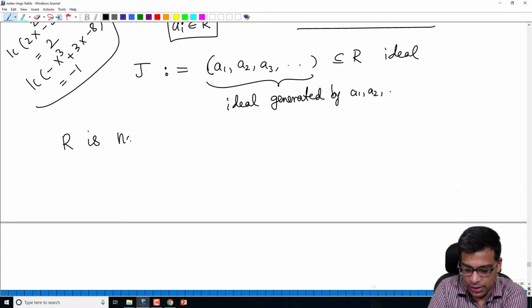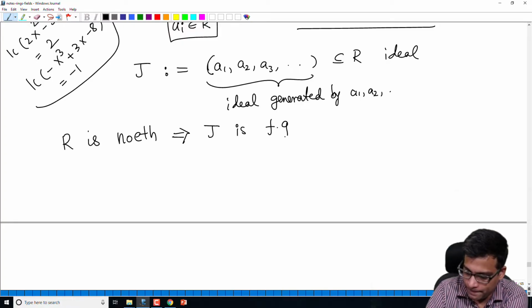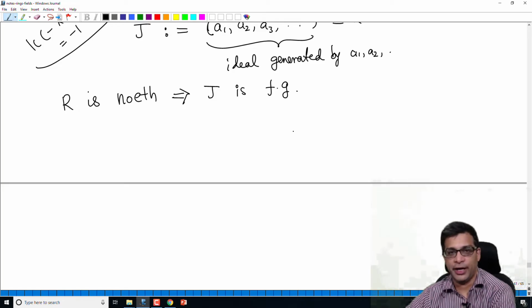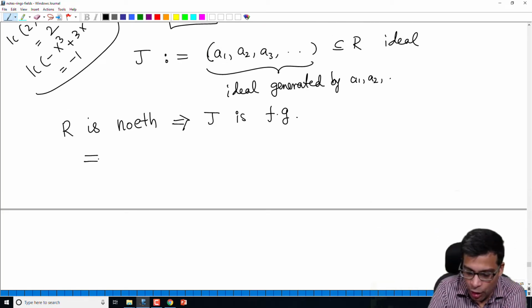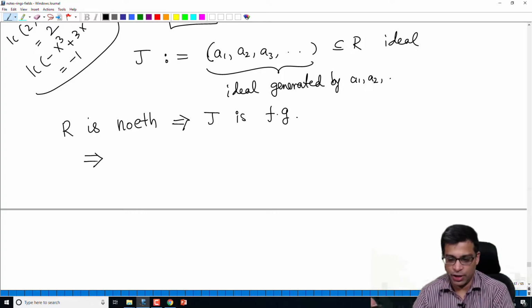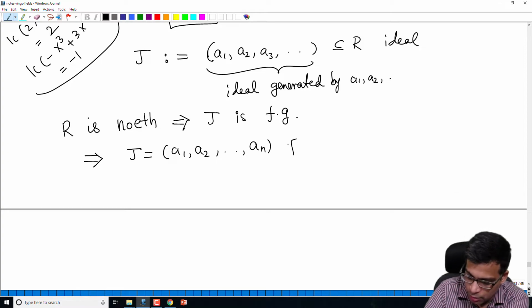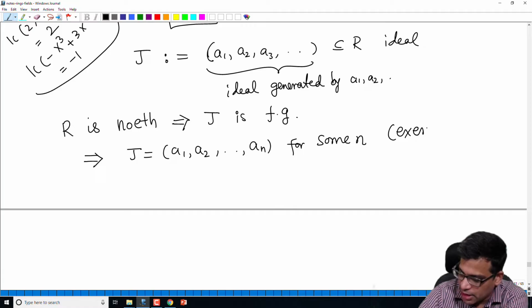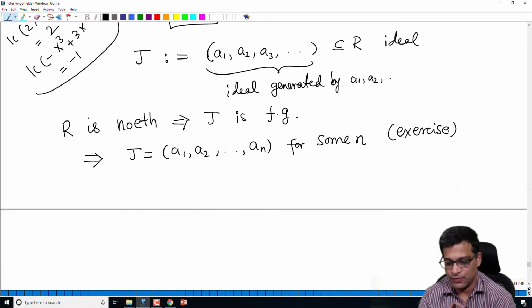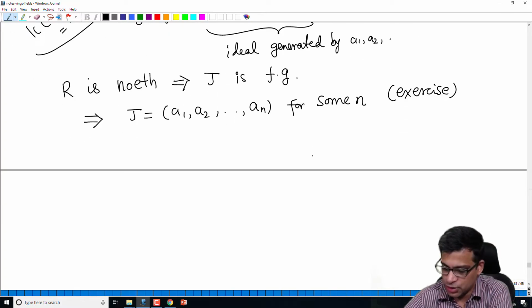Now by hypothesis R is Noetherian, correct? This implies J is finitely generated. Because R is Noetherian, every ideal of R is finitely generated, in particular J is finitely generated. Now I claim that we can assume that J is actually equal to the ideal generated by A1, A2, up to An for some n. Okay, this is a little exercise for you. What we actually get from the statement that J is finitely generated is that there is a finite set of generators. They need not be the Ai to begin with. Maybe the finite set of generators you are given are not actually Ai's. But I'll just quickly write the reason.